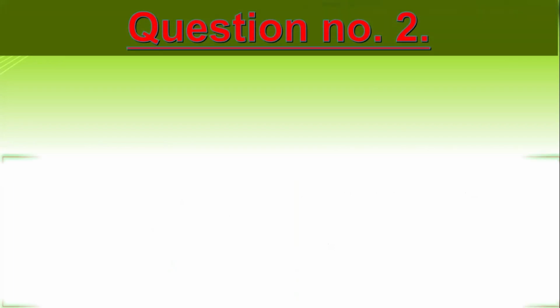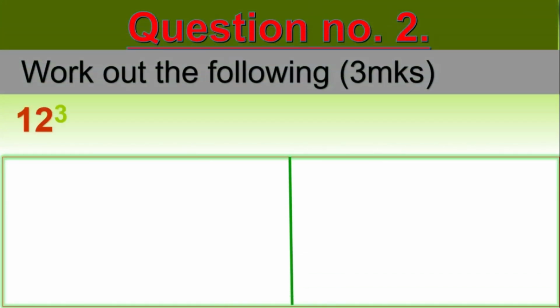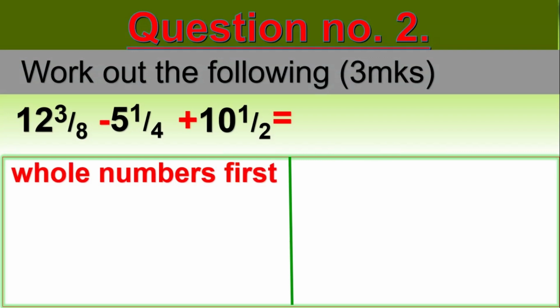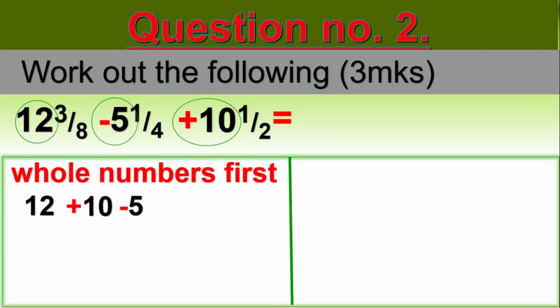Question number 2. Work out the following expression: 12 and 3/8 minus 5 and 1/4 plus 10 and 1/2 equals to. So let us start. These are mixed fractions, so we start with the whole numbers, and the whole numbers here are 12, 10 and 5. Using BODMAS, it says addition first before subtraction. So 12 plus 10 is 22, minus 5, this is 17.